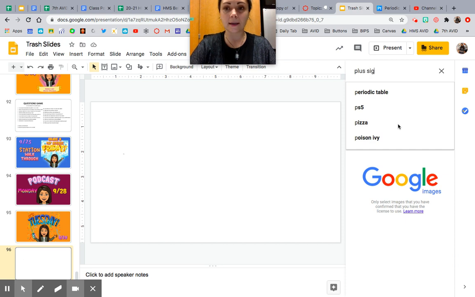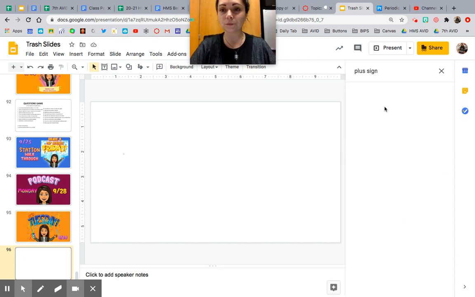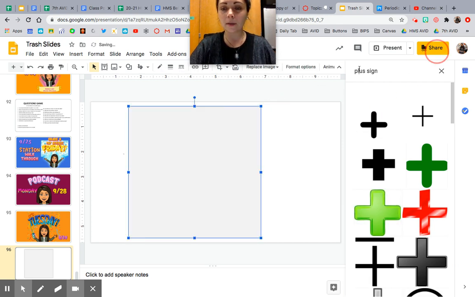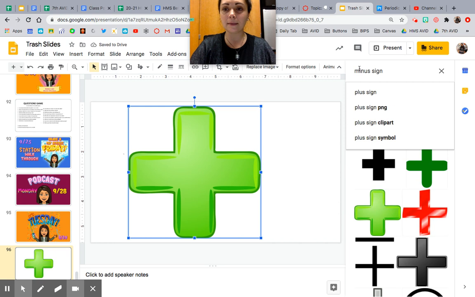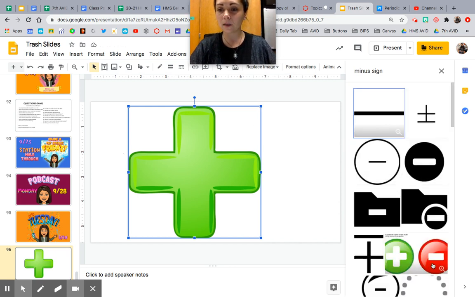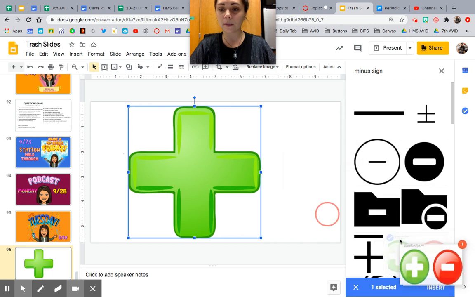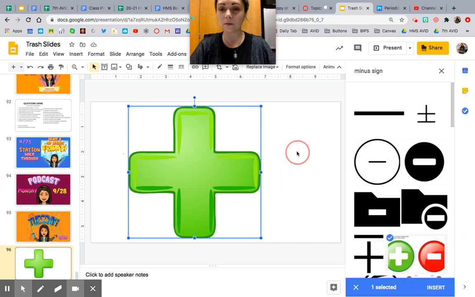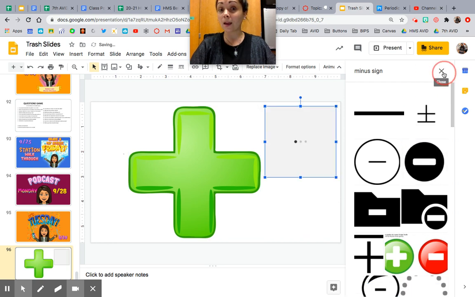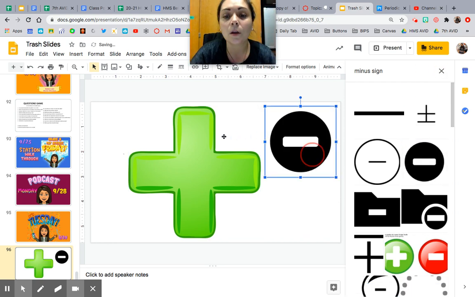Plus sign. Just because y'all, we'll do this green one, I like it. Okay, and then I'm gonna search minus sign. And I'll do this red one. I'll do this black one. Perfect. There you go. Okay, y'all.